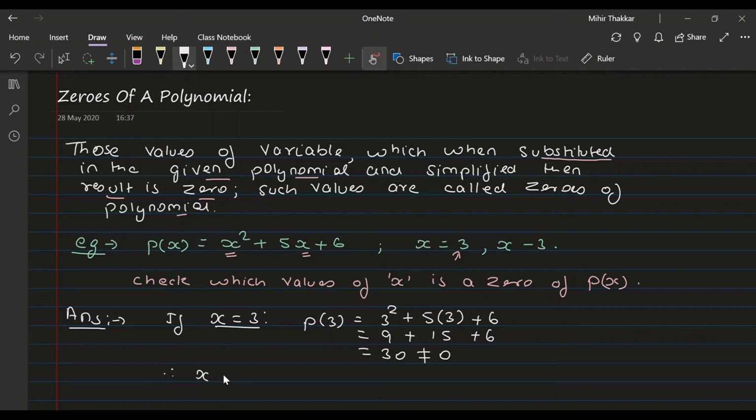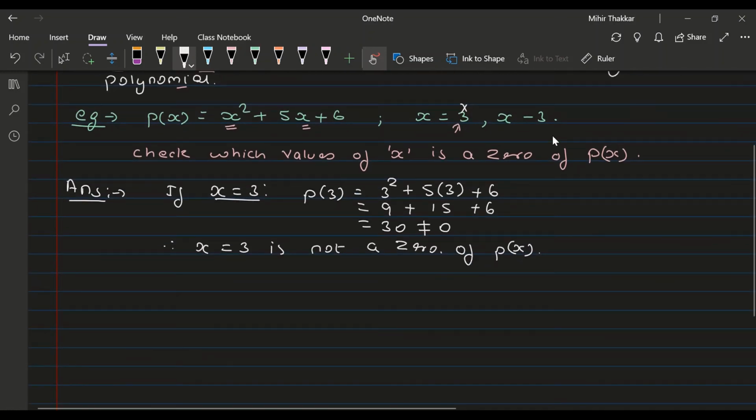So this is equal to 30, which is definitely not equal to 0. Therefore, x is equal to 3 is not a 0 of p of x. So this we checked, but this is not a 0. Let us check for the second number.